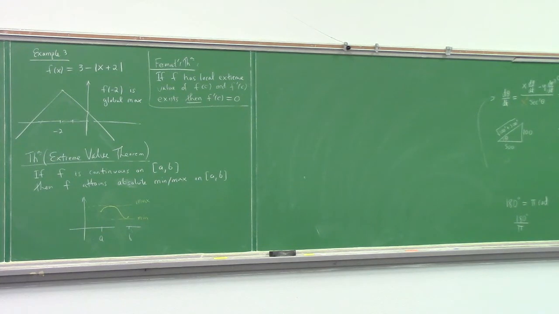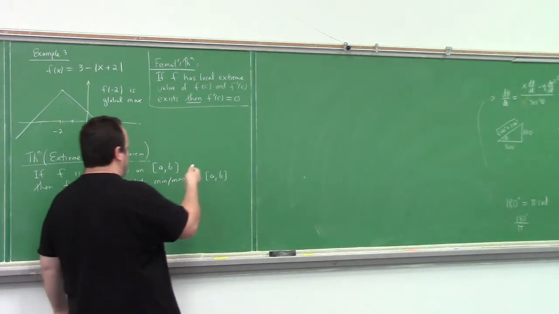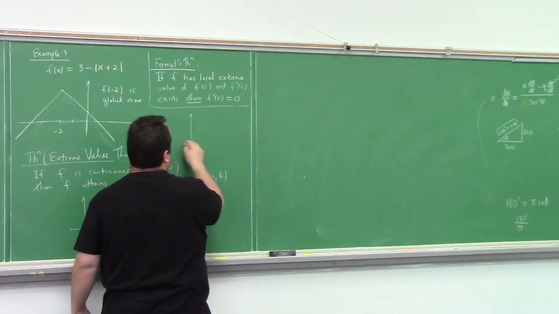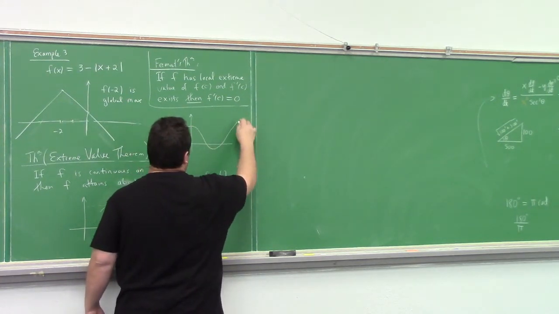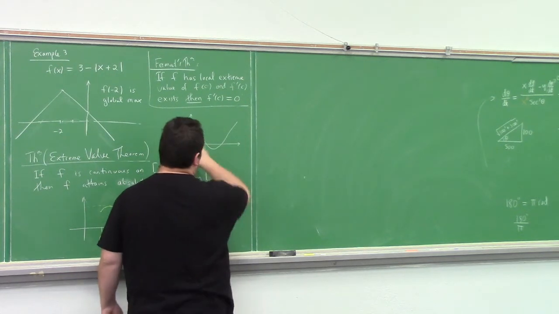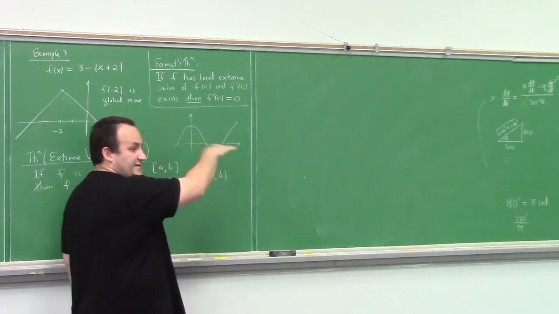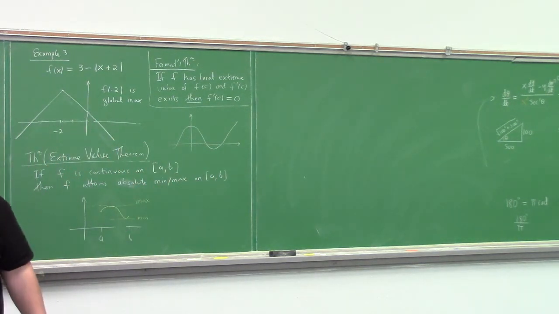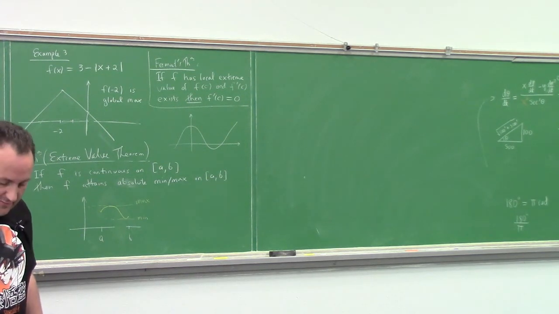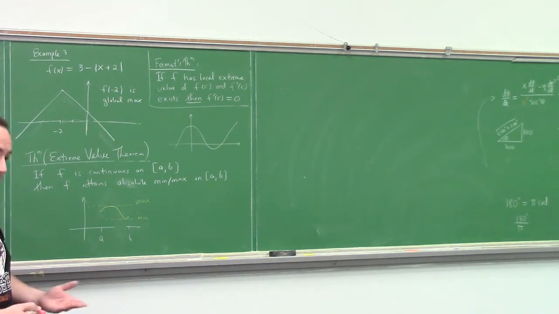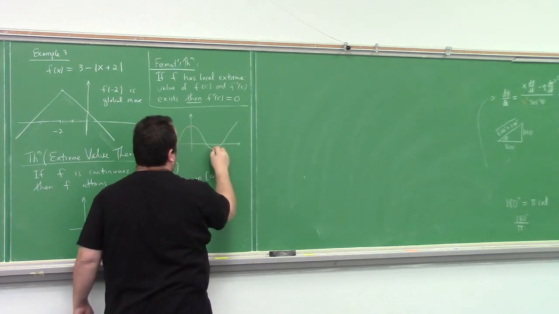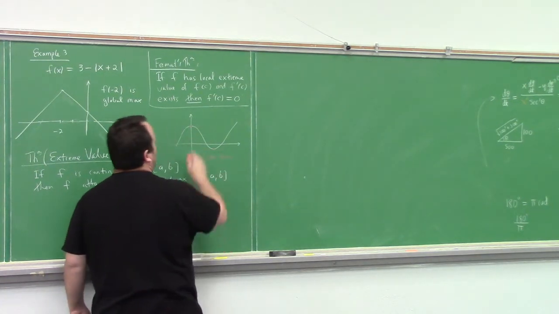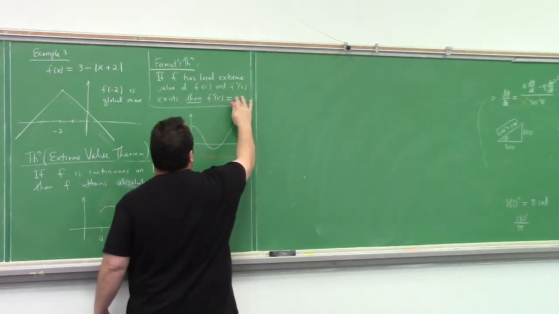In the examples that we have, think about what it means for a graph to have a local extreme value. You're either at the top of a hill or the bottom of a valley. In both of those cases, if it's smooth, what does the tangent line look like at the top of the hill or the bottom of the valley? It's always a line, but what kind of line? It's a horizontal line. So slope 0, which means that the derivative at such points is 0.